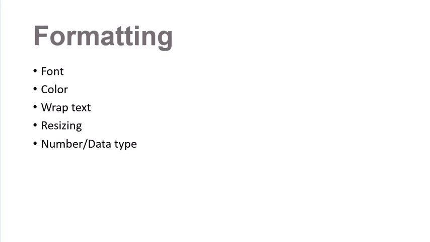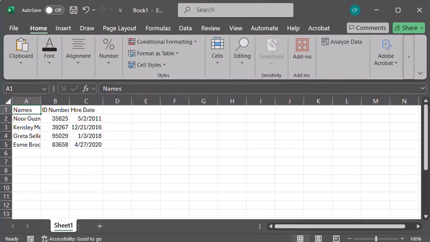I'll show you a brief example where we can control some of the formatting. So we'll look at changing the font, the color, wrap text, resizing cells, and then using different data types within Excel. So here's just a sample made-up data set. I have the names of some employees, their ID number, and then their hire date.